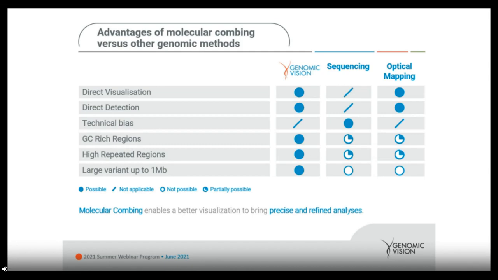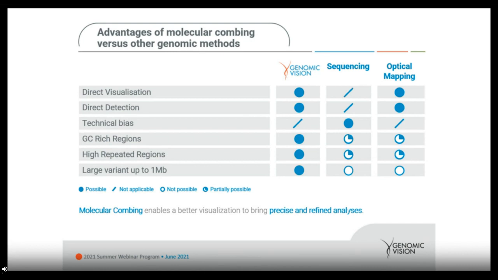This method is what gives Genomic Vision its strength and makes it very powerful in the market, because we can actually see the direct fibers. So we have a direct visualization of the DNA itself or of a specific locus.